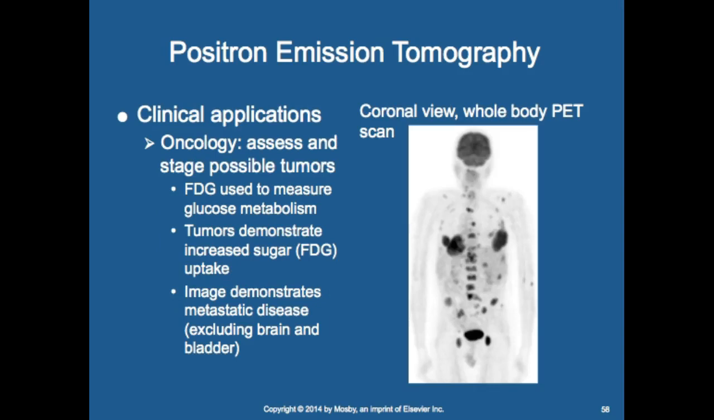All right, so clinical applications, oncology. We assess and stage possible tumors. So the FDG is used to measure glucose metabolism. Tumors demonstrate increased sugar uptake. So the image demonstrates metastatic disease, including brain and bladder. So you can see here all the hot spots. We call these hot spots.